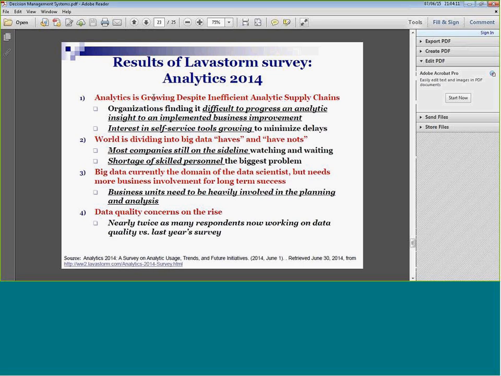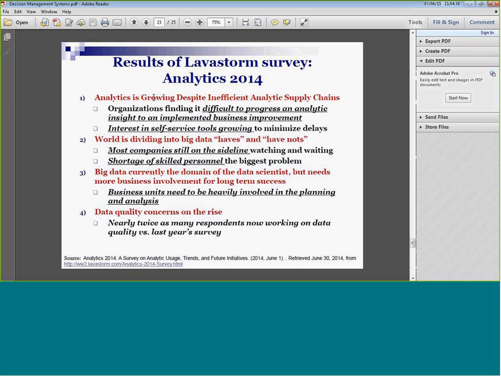Now, I want to add a little bit to this. Some results from a recent survey, less than a year old, or about a year old, from the Lavastorm people. I always like to use survey data. You probably know by now I'm a sucker for two things: great graphics and interesting surveys. Because, you know, being an academic, I'm not out in the real world, so I rely on surveys to tell me what is going on in the real world.